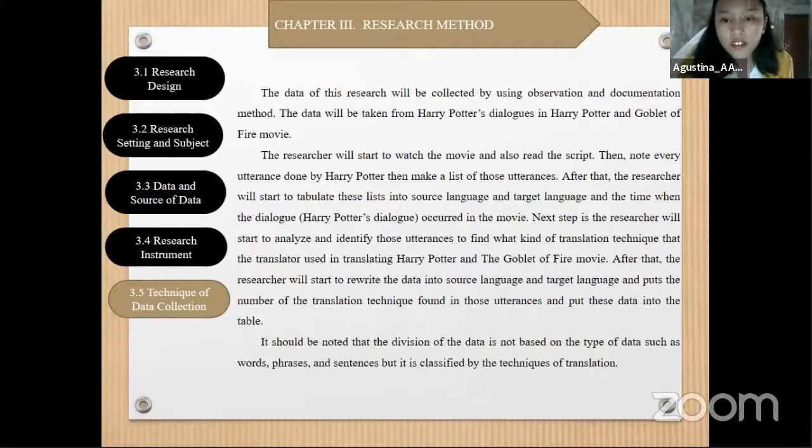Then the researcher will start to analyze and identify these utterances to find the translation technique. After that, the researcher will start to rewrite the data into source language and target language and put the number of the translation technique found in these utterances and put this data into a table. It should be noted that the division of the data is not based on the type of data, such as words, phrases, and sentences, but it is classified by the techniques of translation.